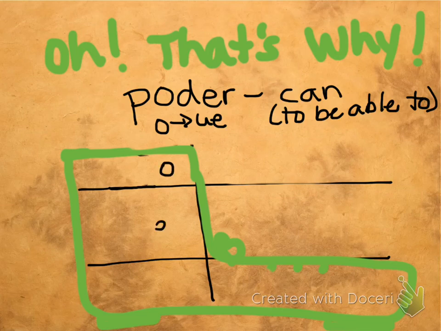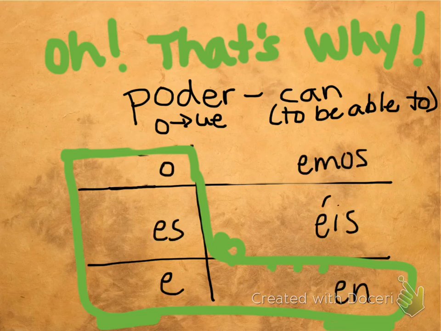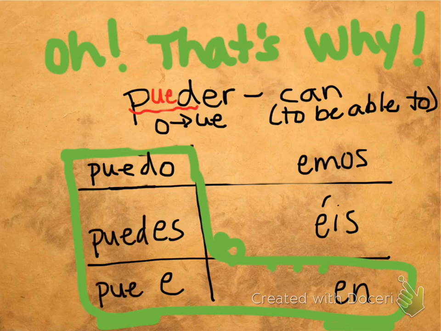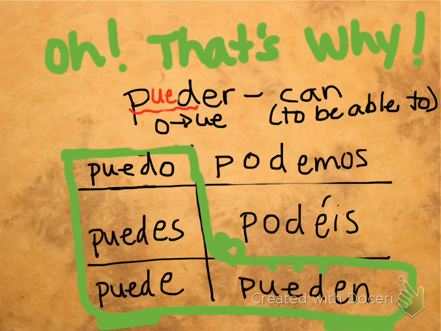Here we go. Here's the answer. You have your same ER verb endings. The O, the stem of the verb, is going to be a UE inside of the boot. P-U-E, P-U-E, P-U-E. But then outside of the boot, it stays P-O-D.